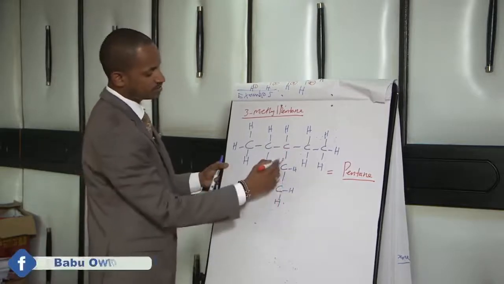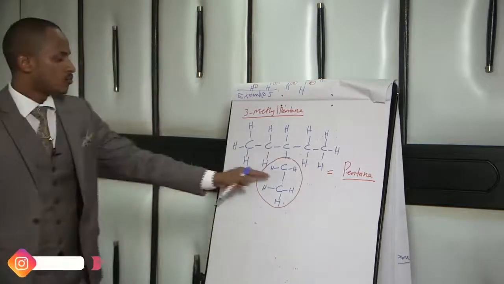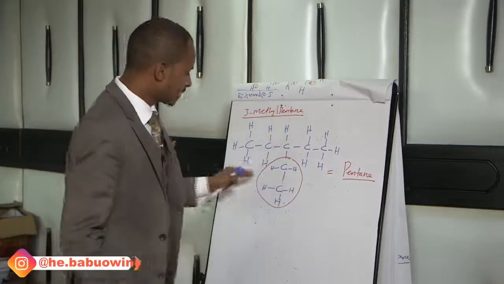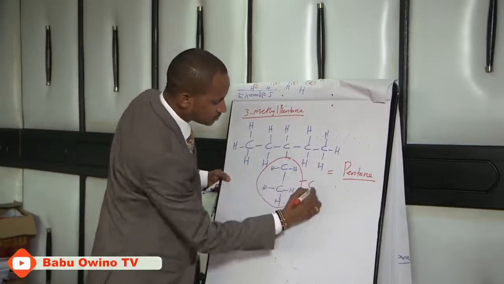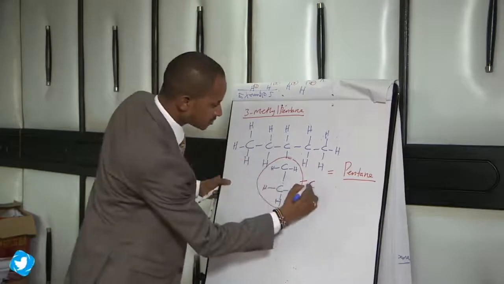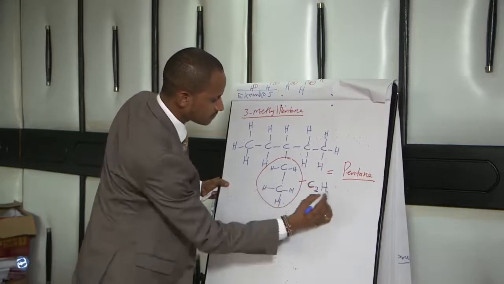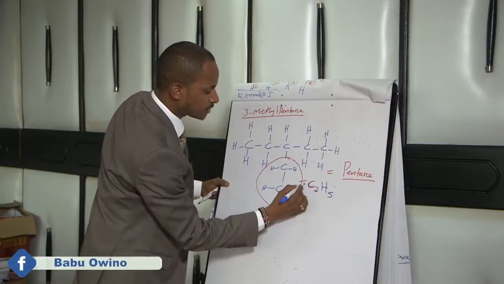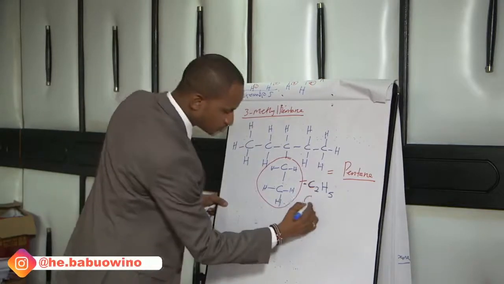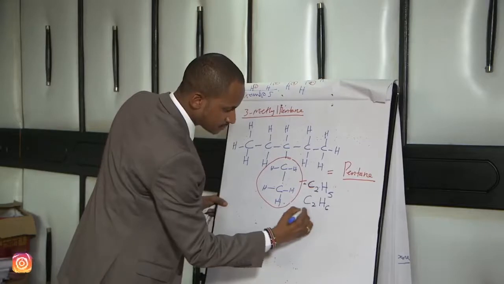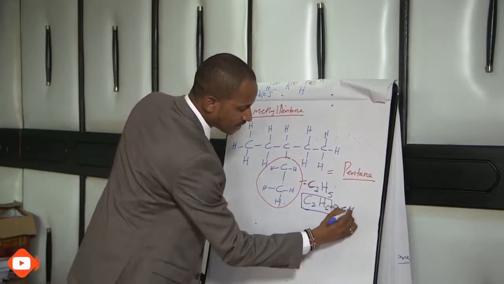So if this is our longest continuous chain, then this is a branch. What name do we give to this branch? Be keen, class. This branch has 2 carbon atoms, with how many hydrogen atoms? 1, 2, 3, 4, 5. 2 carbon atoms with 5 hydrogen atoms. The parent was C2H6. This is the parent alkane, called ethane.